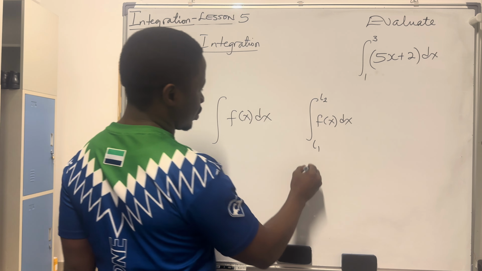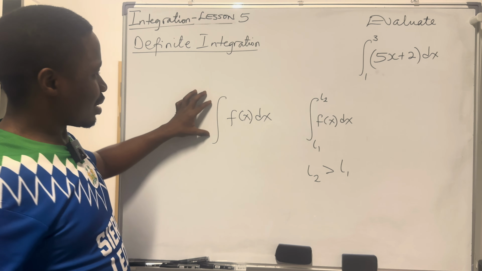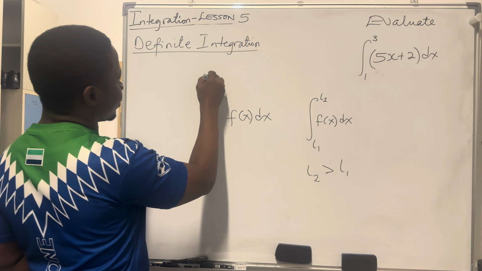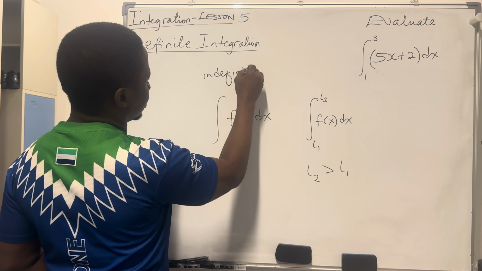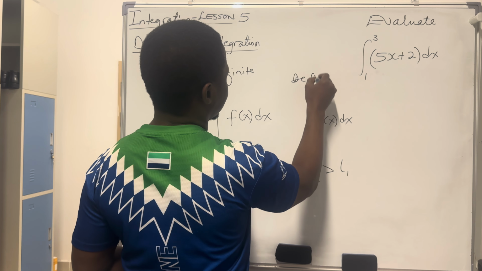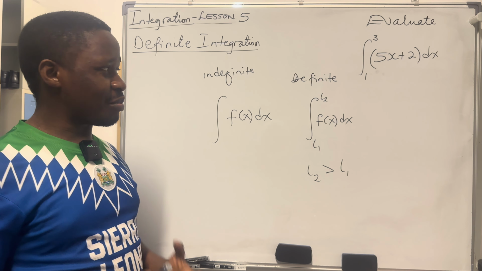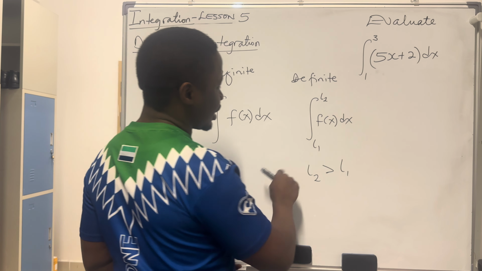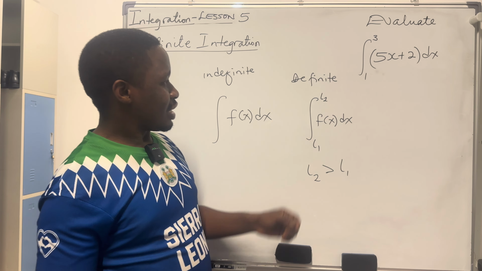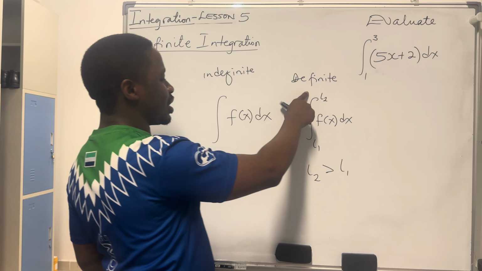Okay, so L2. When you have a case like this in integration, this is called indefinite integration. And for this one, it is definite. The reason it is called definite is because there are limits. Here is the lower limit, here is the upper limit. That's why I said this one is greater than this one. And in actual sense, this one has to be greater than this.